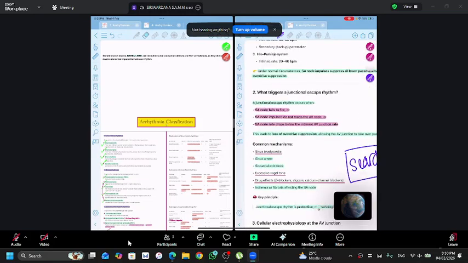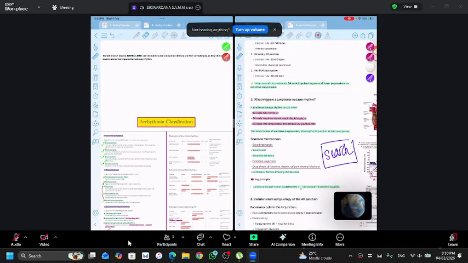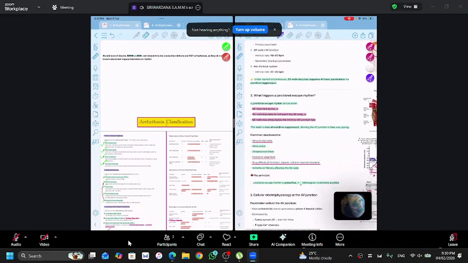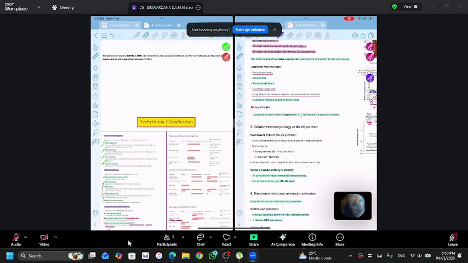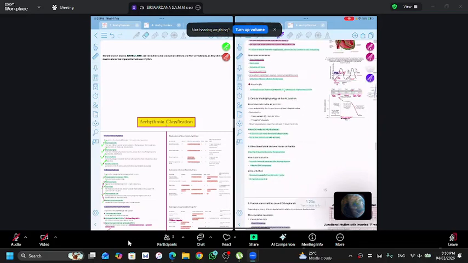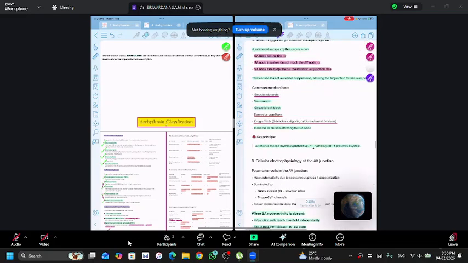So junctional escape rhythm: the junction escapes from the overdrive suppression of the SA node. That can happen due to the SA node failing to fire, SA node impulses not reaching the AV node, or the SA node rate dropping below the intrinsic AV junction rate. This leads to loss of overdrive suppression, allowing the AV junction to take over. These are the basic mechanisms.